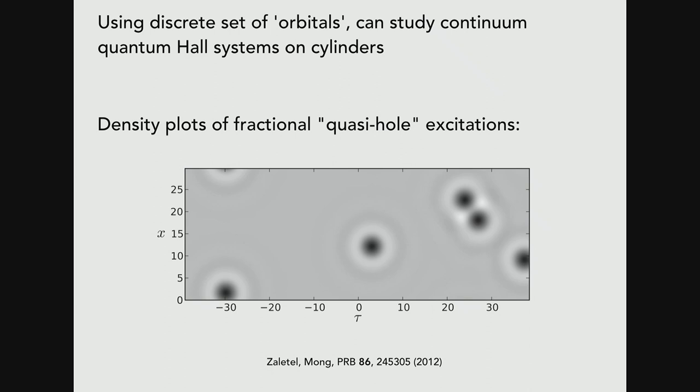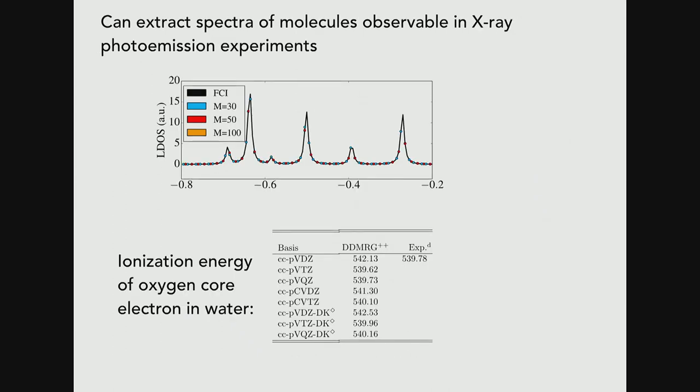What you do is you basically work in a basis of orbitals, continuum orbitals that go around a cylinder. You can see this is periodic if you look: see that connects to that. And then you can do very interesting constructions of quantum Hall states on cylinders. So that's just another area of application where there's probably more to do.